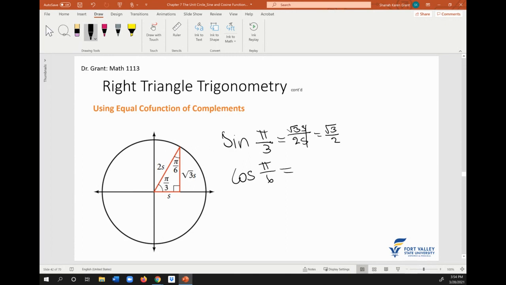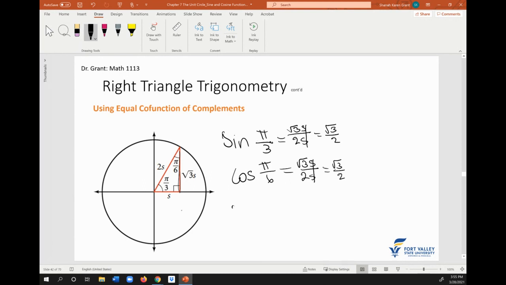So cosine of pi over 6 is adjacent. My adjacent of cosine is this side here, which is root 3s, and my hypotenuse is 2s. What do you notice? They're the same.